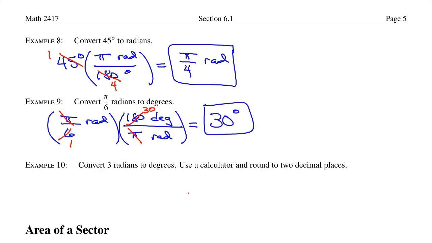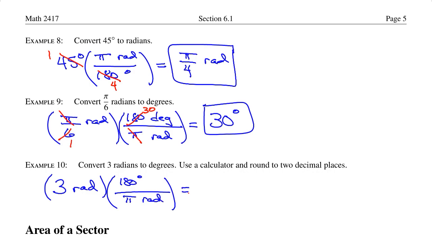Example 10, convert 3 radians to degrees. Use a calculator and round to 2 decimal places. So 3 radians, multiplied by 180 degrees divided by pi radians. If you use your calculator, you get 171.89 degrees.